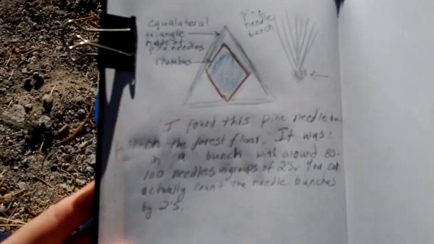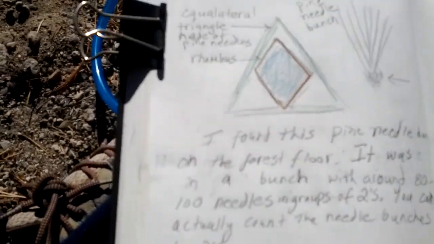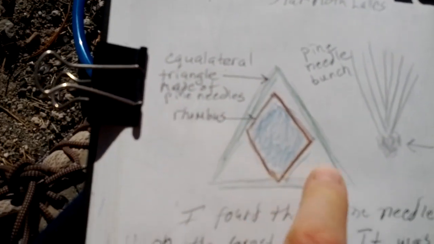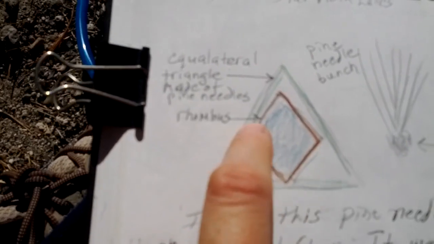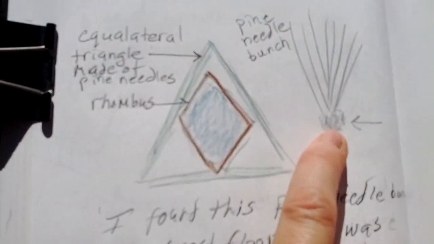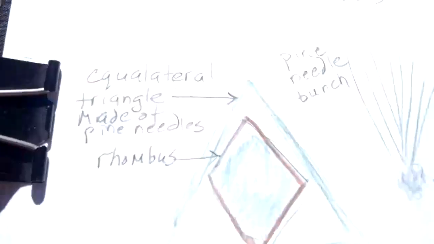Okay, so there's my completed journal page, and I'll go ahead and read it. I know my handwriting. I used to try to write in calligraphy. Alright, so let me read this too. Starting at the top, we have equilateral triangle made of needles. I shaded in the rock and drew the rhombus around it. Here we have the needle bunch. Notice the tip right here. I drew in that detail because that's what holds the bunch of pine needles together.